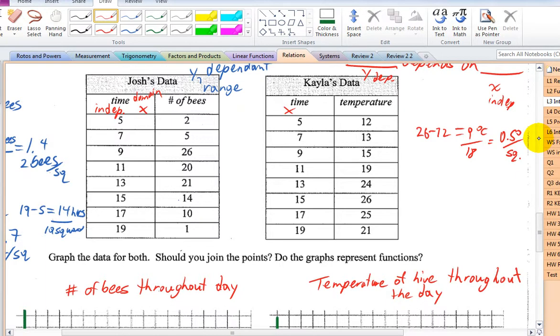Do you think that'd be easy to plot? No. So which would you go up to? What would be better? 1 degree Celsius per square. Okay.